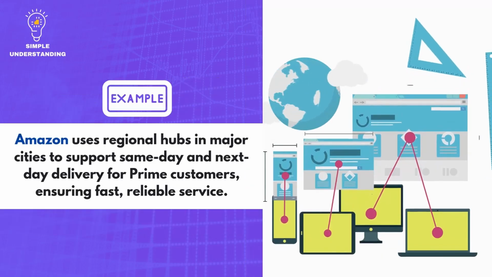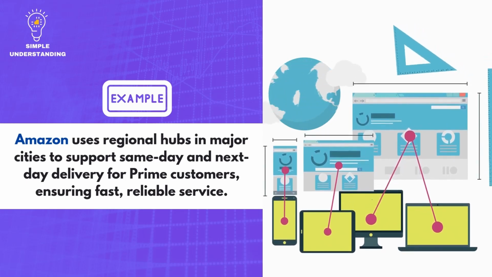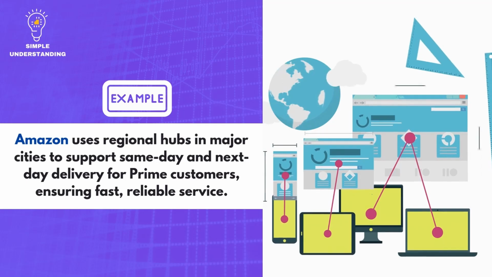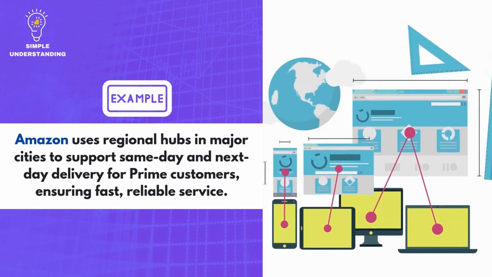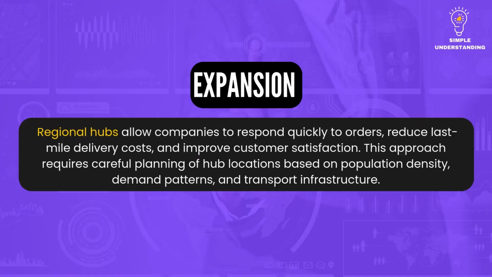Real company example: Amazon uses regional hubs in major cities to support same-day and next-day delivery for Prime customers, ensuring fast, reliable service. Expansion: regional hubs allow companies to respond quickly to orders, reduce last-mile delivery costs, and improve customer satisfaction. This approach requires careful planning of hub locations based on population density, demand patterns, and transport infrastructure.